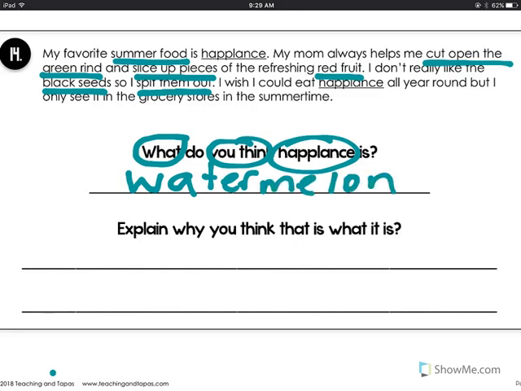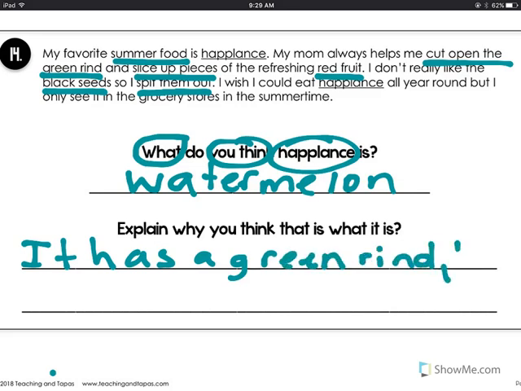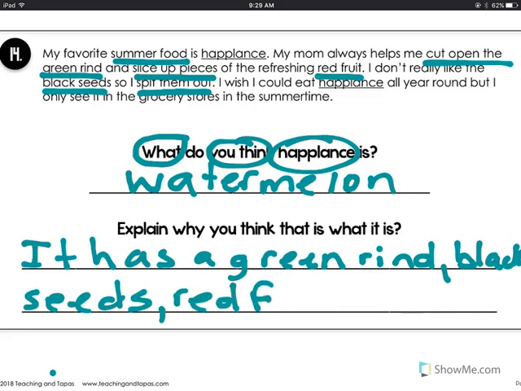And my clues tell me that it has a green rind, black seeds, red fruit, and it's a summer food.